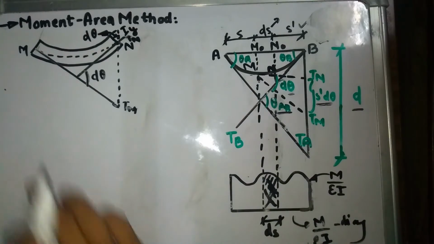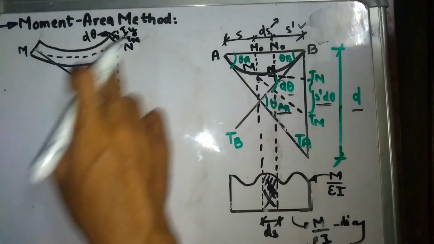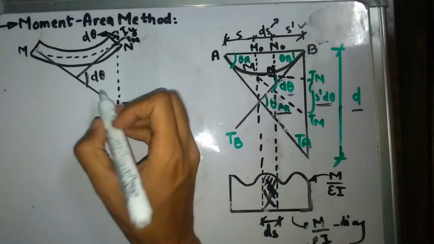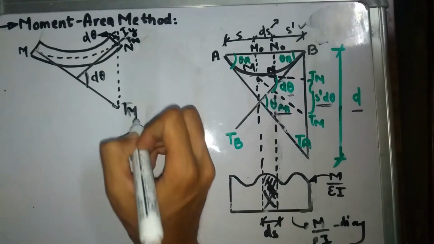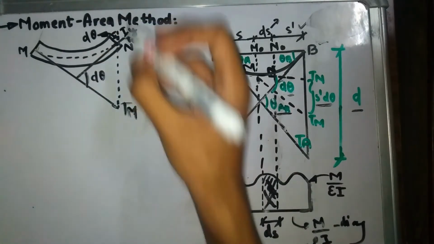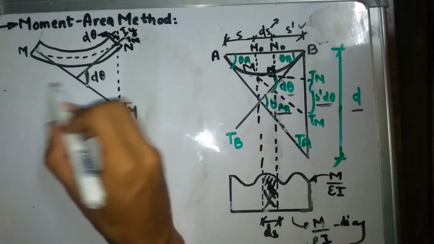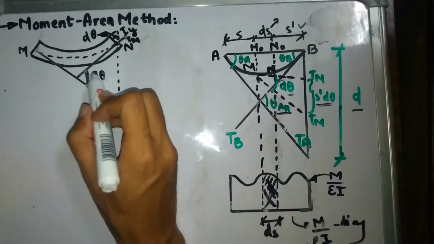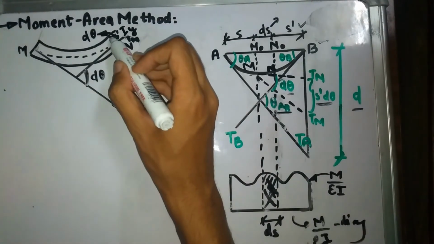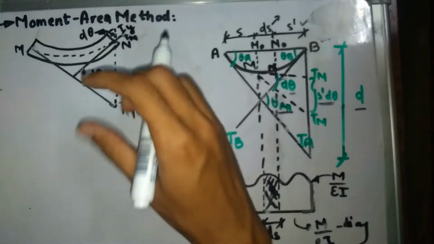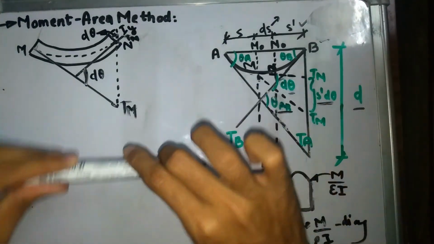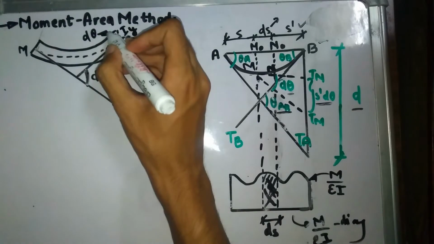So now in this figure where we have drawn our expanded part of MN, what you can see is we have our tangent TM, and this is my tangent TN, and I have the angle between my tangent M and tangent N as d theta, and this angle is also going to be d theta. So as you can see here, while this beam bends, we are going to have certain strain.